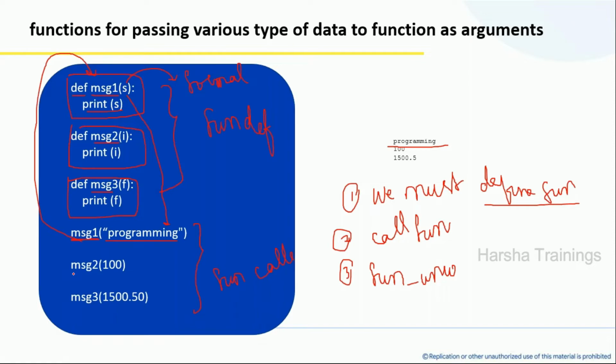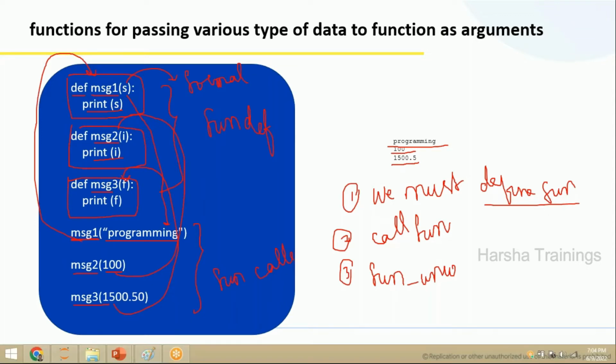Now, I'm calling the message2 function by passing an integer. It will go to message2, and it is going to print I, which is 100. Then I'm calling one more function called message3, and here I'm passing a float. It will go to this function, execute this function definition, and print 1500.50.